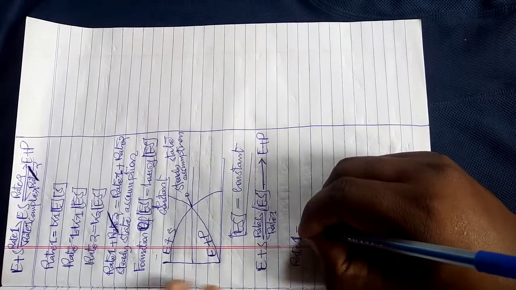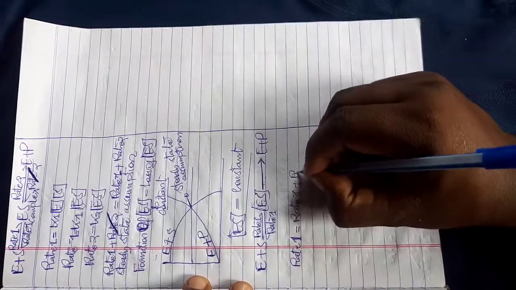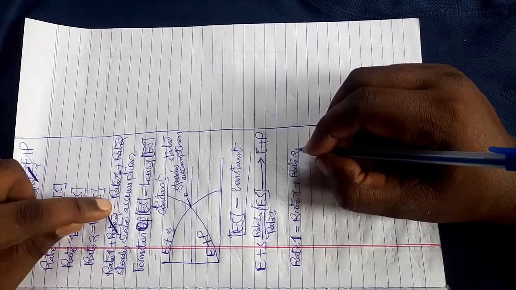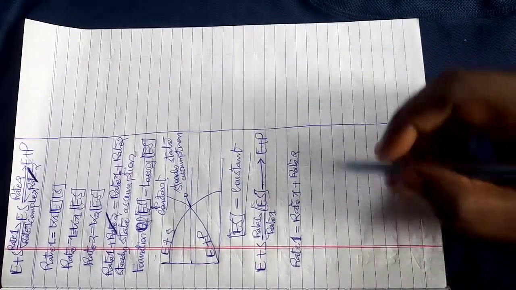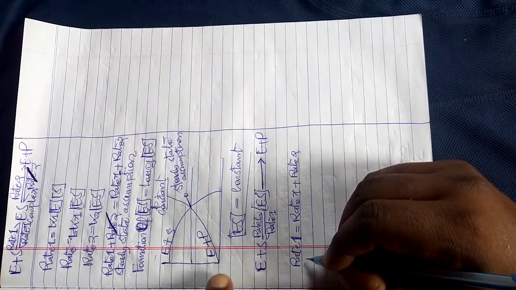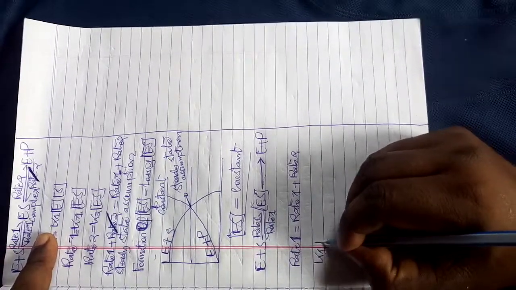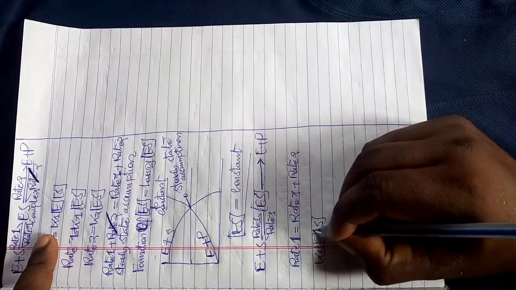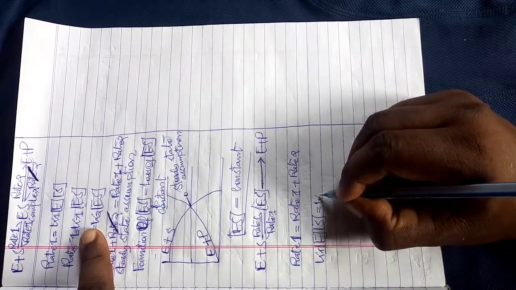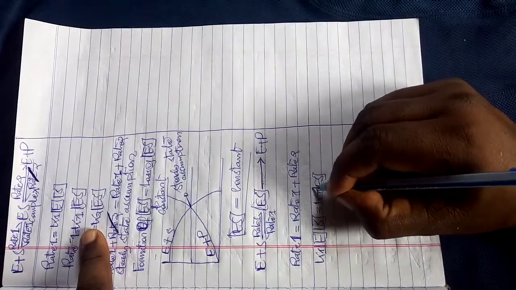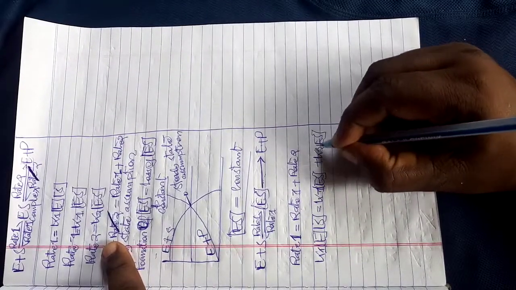rate 1 equal to rate -1 plus rate 2. But we have to bear in mind that rate 1 is equal to constant k1 times enzyme concentration times substrate concentration, rate -1 is constant k-1 times the enzyme-substrate concentration, and rate 2 is constant k2 times the enzyme-substrate concentration.